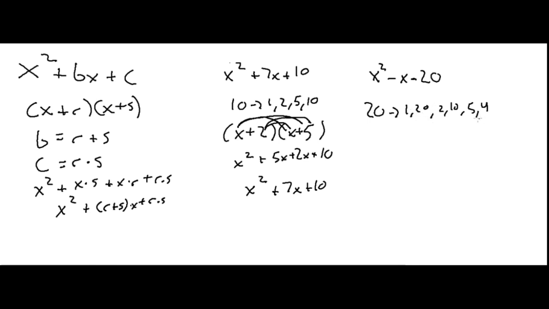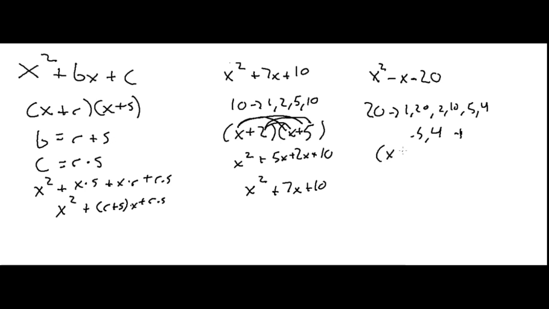In order to get a negative number, one of the factors would have to be negative. So in this case, you'll have negative 5 and a positive 4, because if you add those two together, it'd be negative 1, because we're trying to find a negative 1.